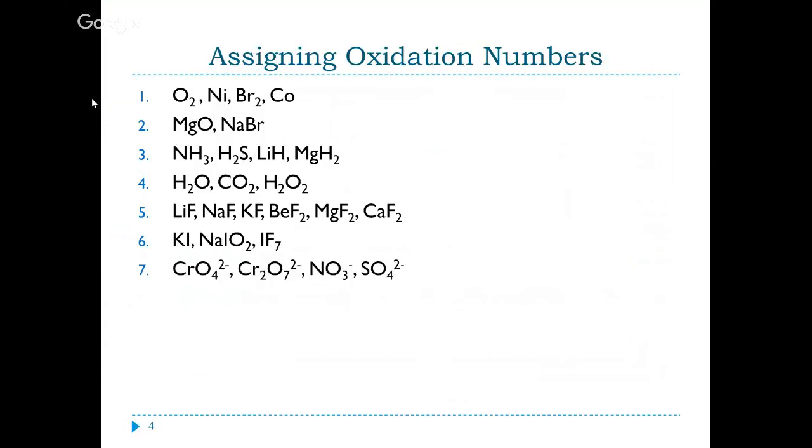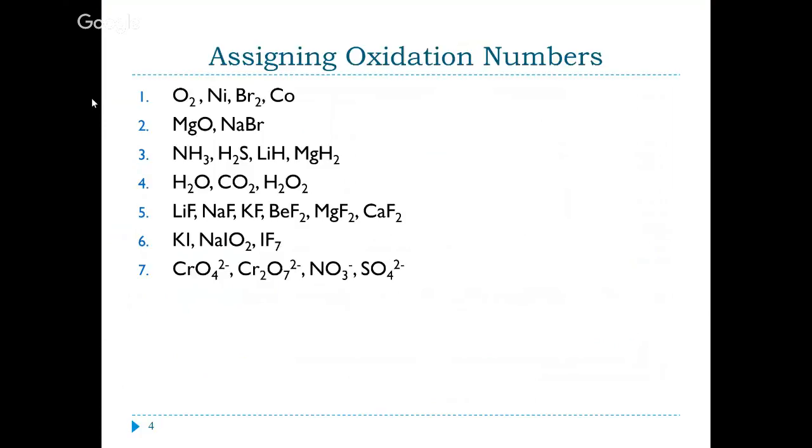In order to figure out what's being oxidized and what's being reduced, we have to have some rules for how we assign oxidation numbers. This first line, with oxygen, nickel, bromine, and cobalt: anytime something is in its elemental form, meaning it's not bonded to anything else, we see oxygen bonded to itself, bromine bonded to itself, but these are diatomic elements. Your oxidation number is always 0 when you are in your elemental state.